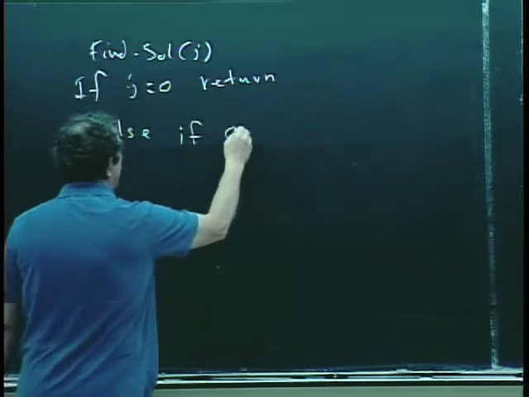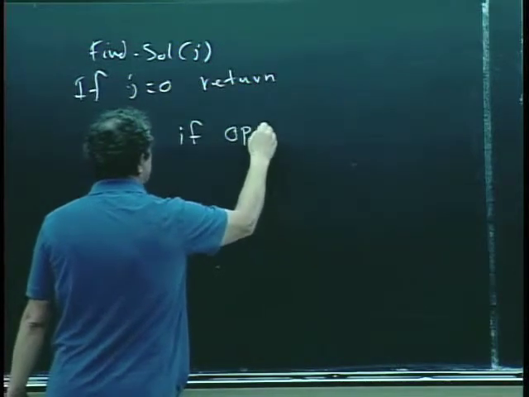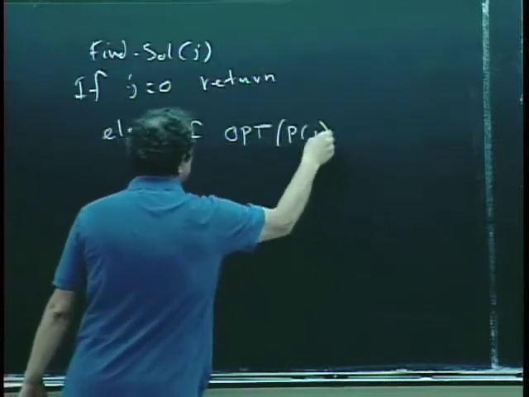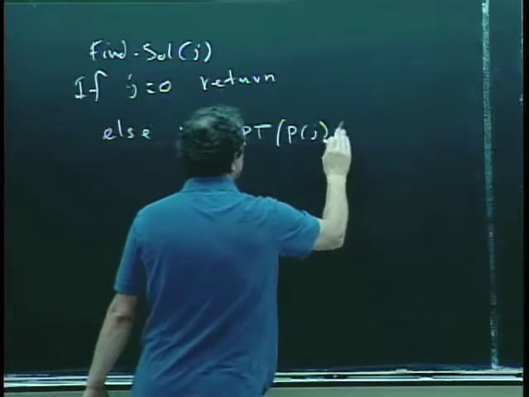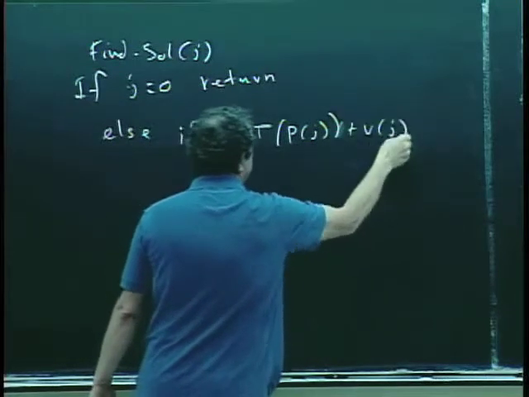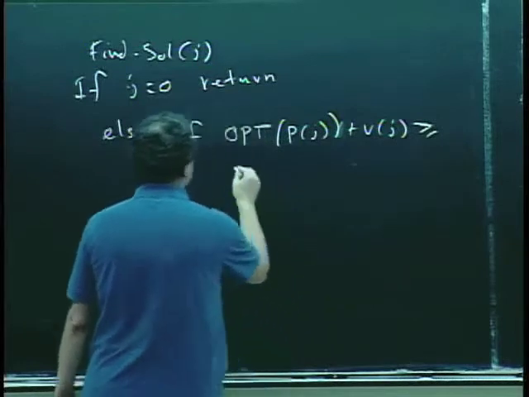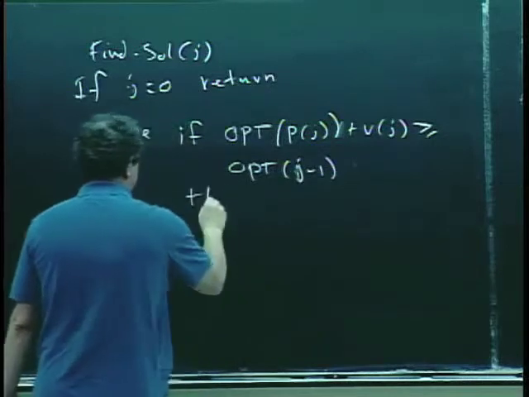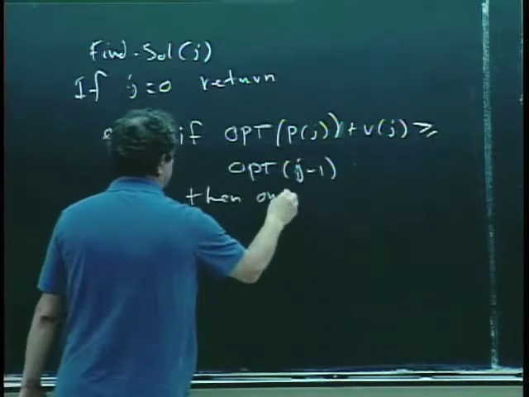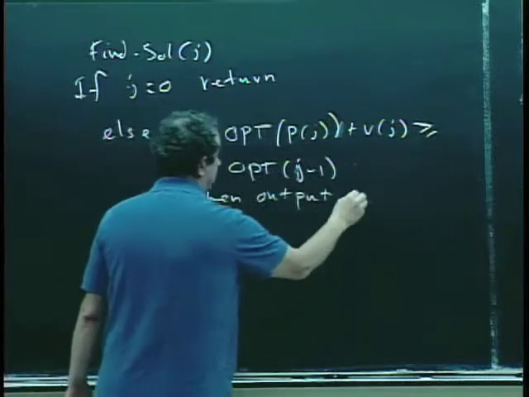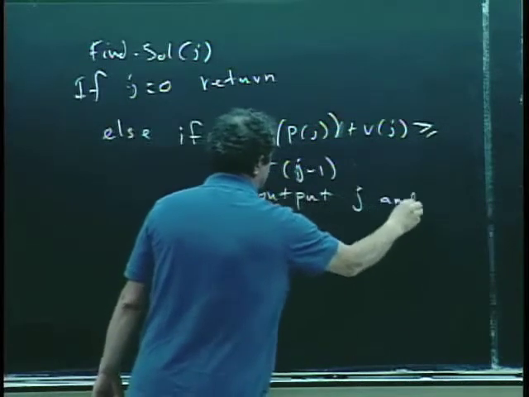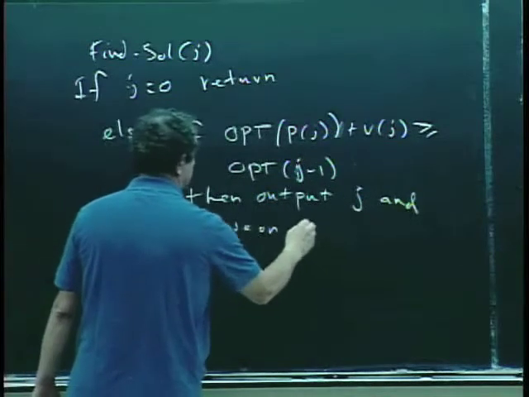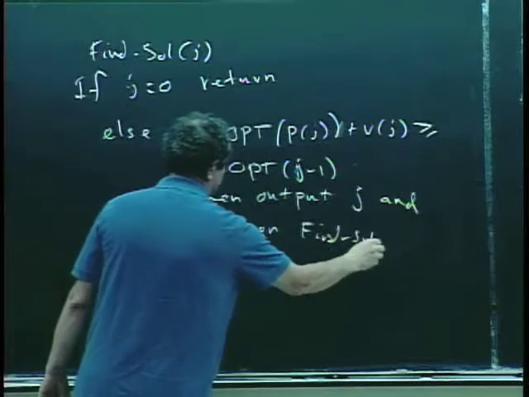If opt of p_j plus v_j is greater or equal to opt of j minus 1, then output j and recurse on find sol p_j.